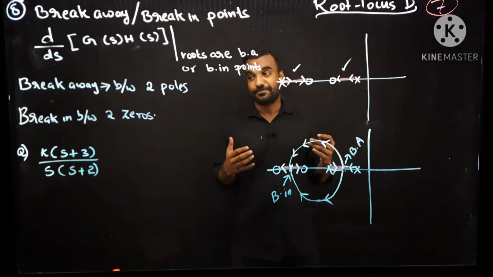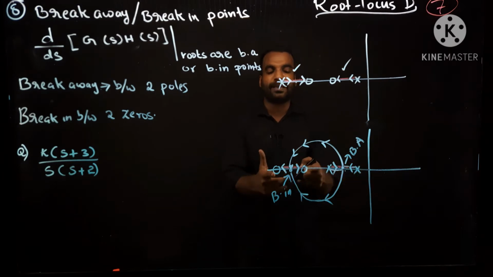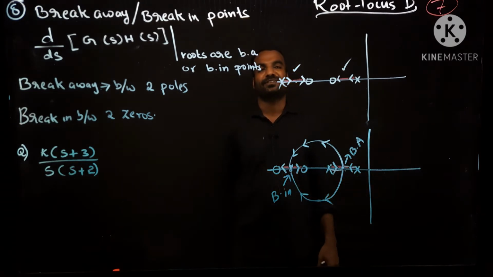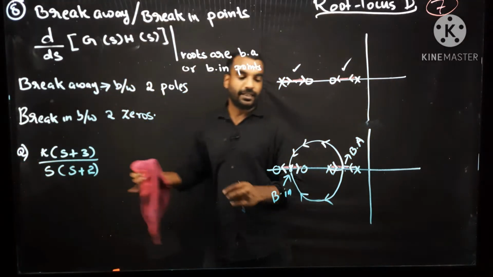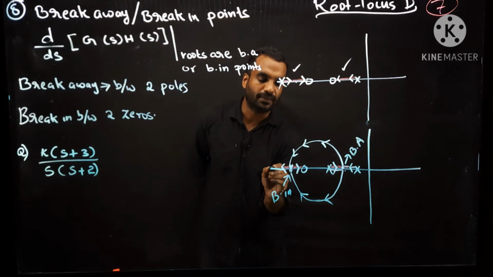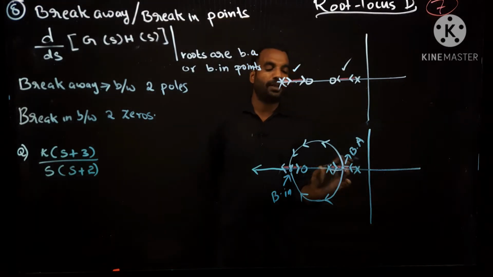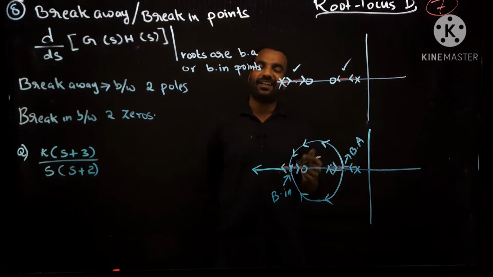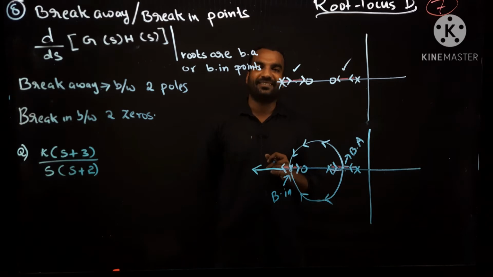Is it okay? Check here. Breakaway point exists between two poles and break-in point exists between two zeros. Are you happy? Now, let me ask one more thing. Suppose one zero is not there. Only two poles and one zero is there. What happens? At that time also the same thing will happen.